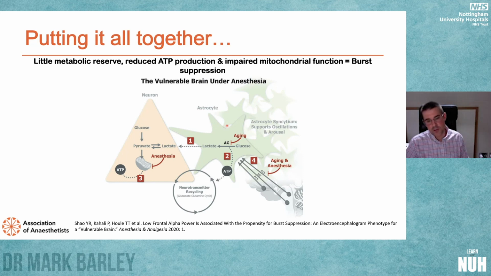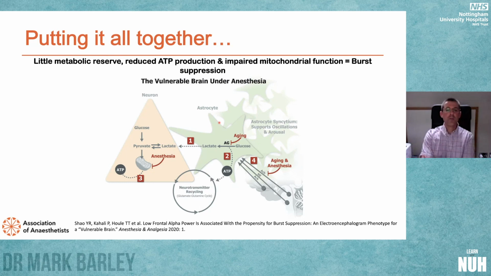These astrocytes also support the neural network in maintaining oscillations. And should this anaerobic glycolysis be poor, our oscillations are going to be lower amplitude and more difficult to sustain, again making our patient's brain more likely to be burst suppressed.